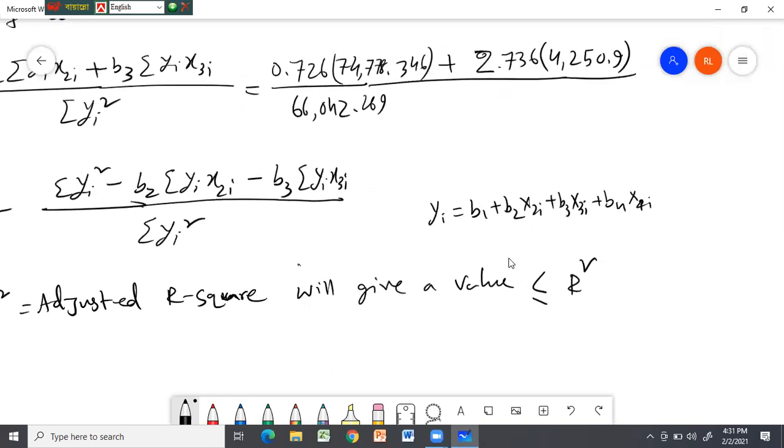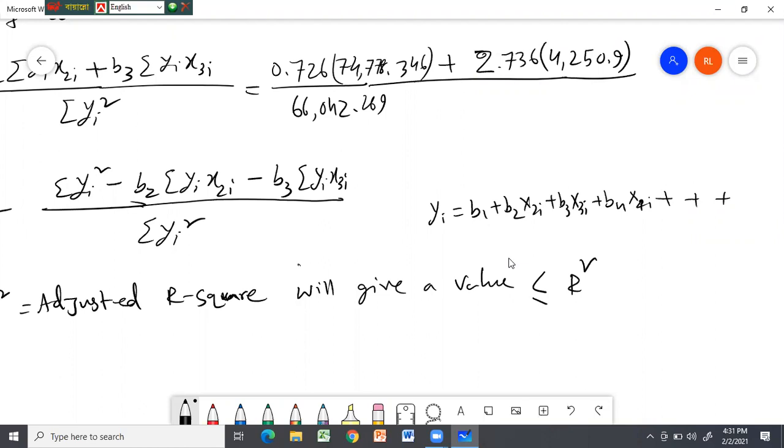But if you include another explanatory variable, b4 x4i, your unadjusted R square value, the one without the bar, may increase. So when you add more explanatory variables to your regression model, your R square value will increase, so that the fitted regression line is a good fit compared to your population regression function. In summary, when you are adding more explanatory variables, your R square value will be increased and adjusted R square value will be decreased.